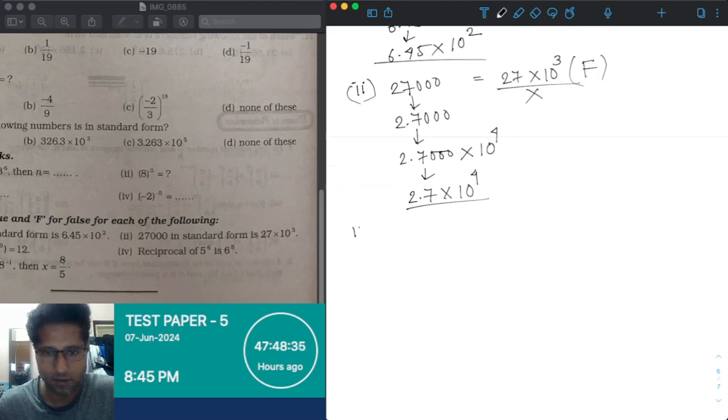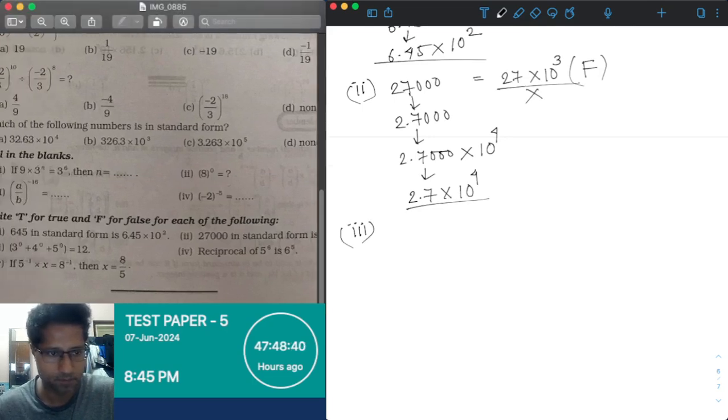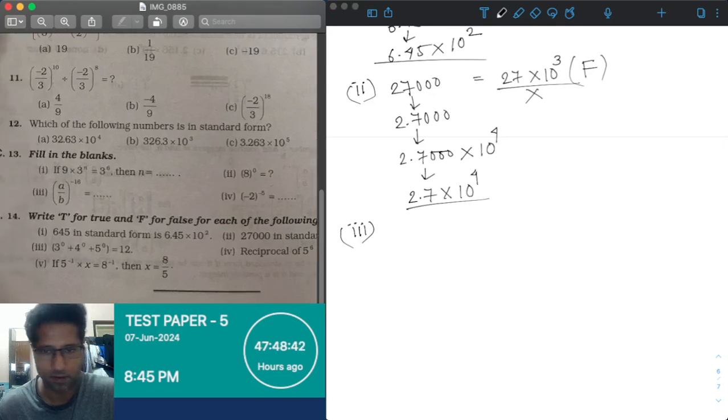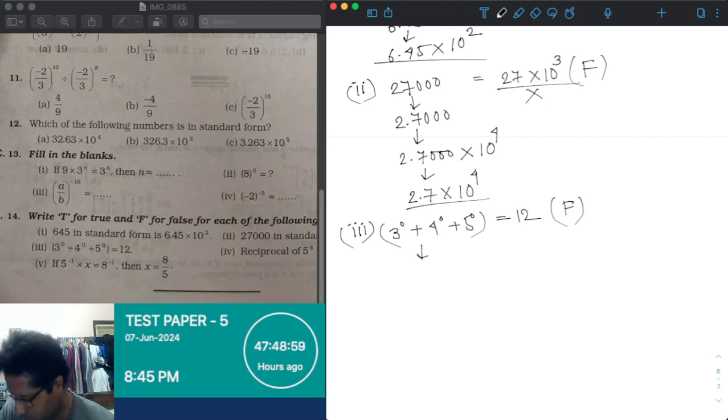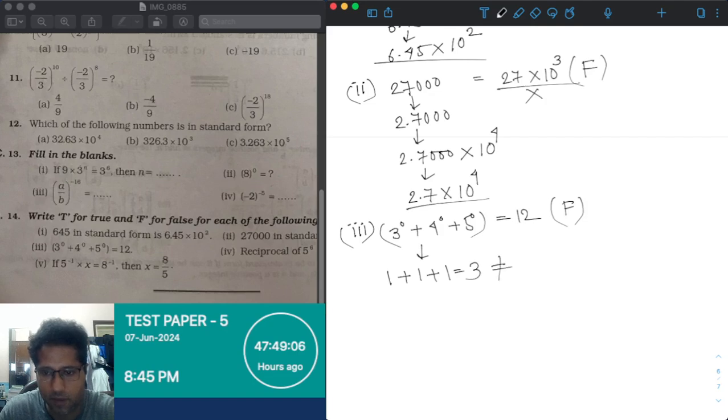Okay, let's see part 3. What is part 3? It is saying that 3 to the power 0 plus 4 to the power 0 plus 5 to the power 0 is equal to 12. No, this is false, because any non-zero number raised to the power 0 is always 1. So this is 1 plus 1 plus 1 equals 3, and this is definitely not equal to 12. This is a false statement.